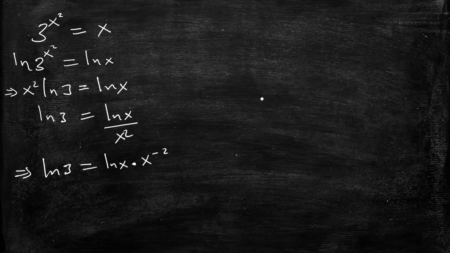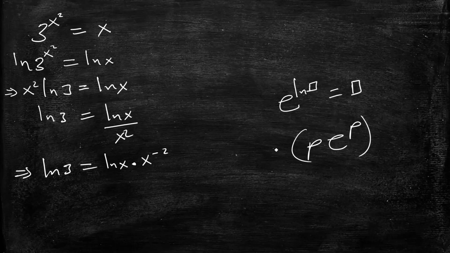Now let's observe something. Before we can apply the Lambert W function, let's introduce the natural log function. In case you are given e raised to ln of box, that is the same as box. With the Lambert W function, we need to introduce the e, because if you are given, let's say, p times e raised to p, and you are asked to find the Lambert W function of this, it will be p. So we need to introduce the e here.